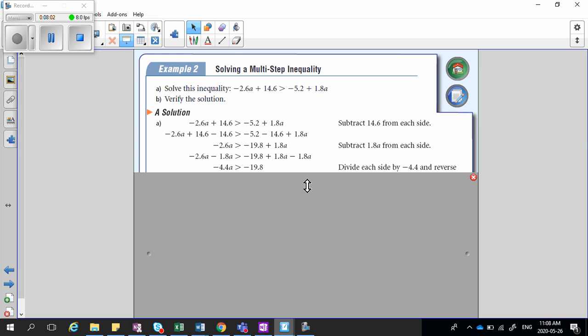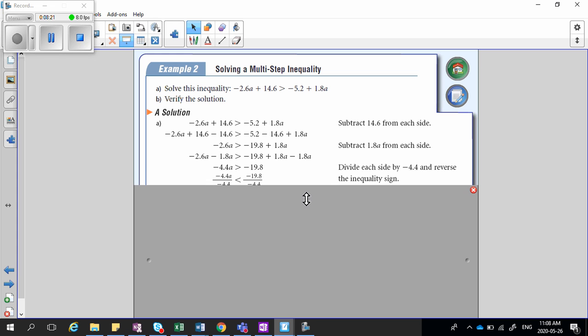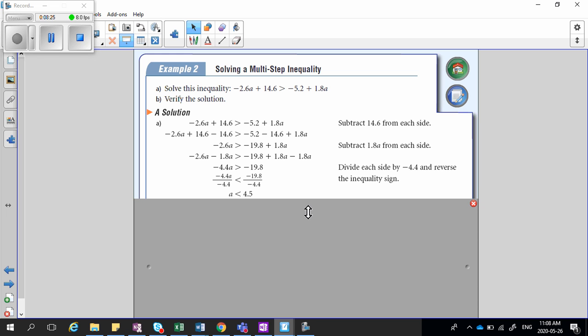That's fine. So now our last step, because we want only one a, is to get that negative 4.4 out of there, and it's held in there with a multiplication. So in order to get rid of that, we have to divide by negative 4.4. When we do that, what's going to happen to that inequality? It will reverse. See, now it flips, and we have a is less than 4.5.